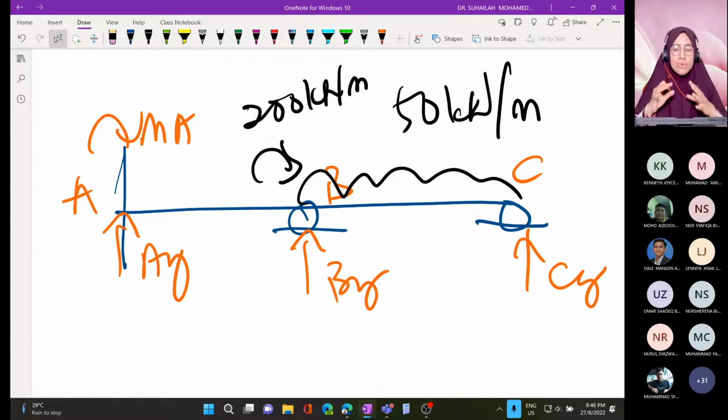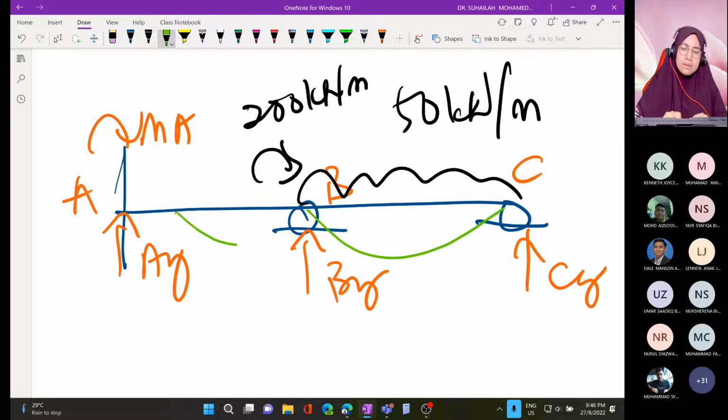So kalau due to this loading, due to this diagram and loading, what happened to the beam? It will deflect due to loading. A is fixed end. That is why when we draw the deflection at A, we cannot draw from A like this.